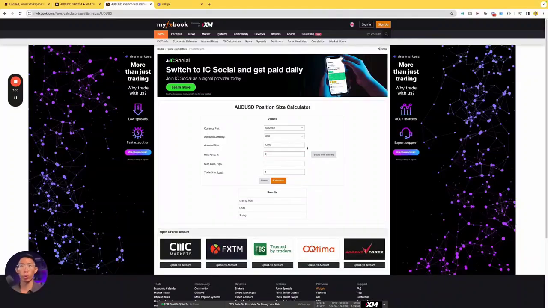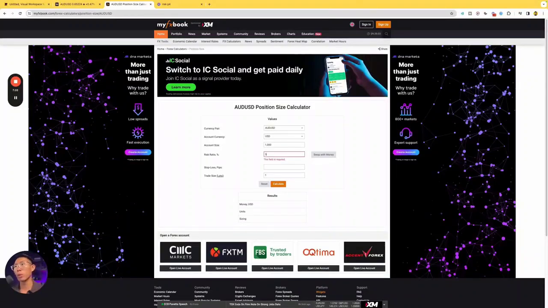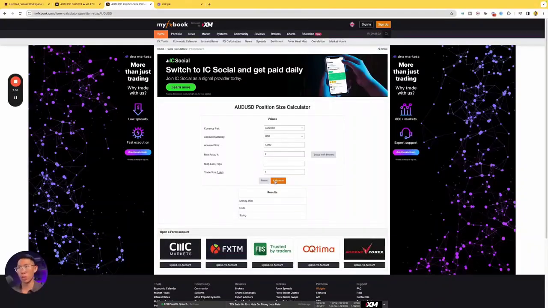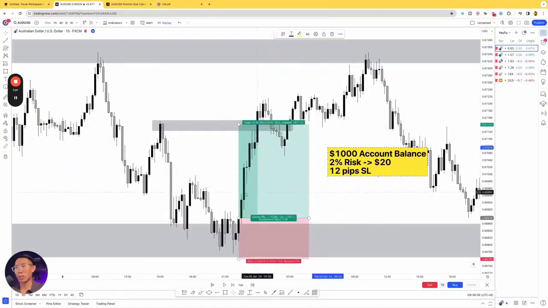As simple as that. Just put 2. If you're risking 3% per trade, then put 3. As simple as that. So in this case, we are risking 2% per trade. And what's the stop loss that we have right here? We have a 12 pip stop loss, right? You can see this is a 12 pip stop loss.